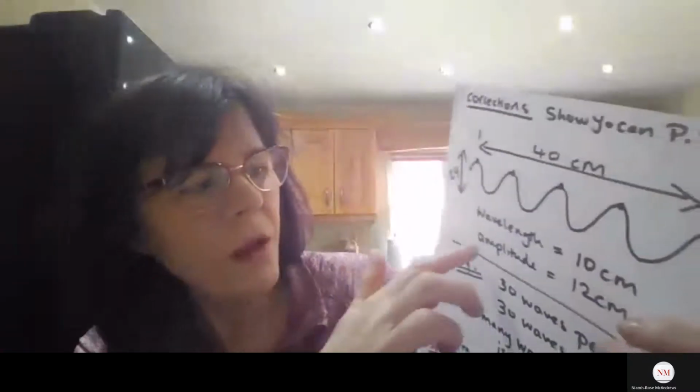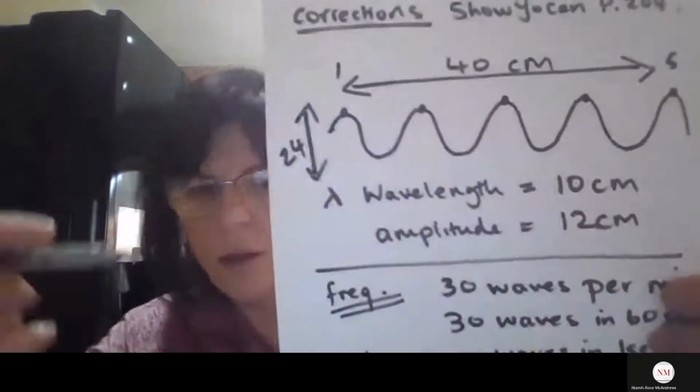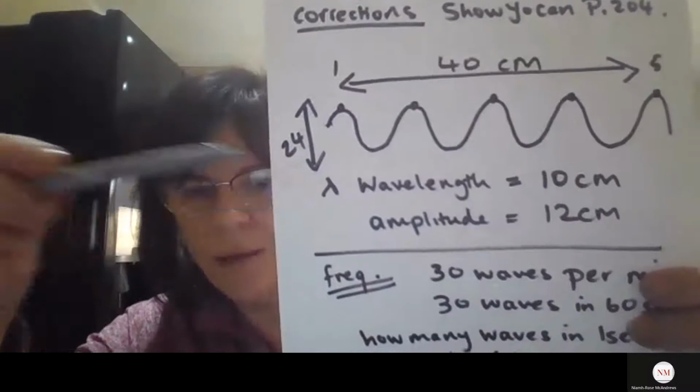So I've written in wavelength here. Now what I could have written was lambda. So that Greek symbol which looks like a backward H. Lambda for wavelength.